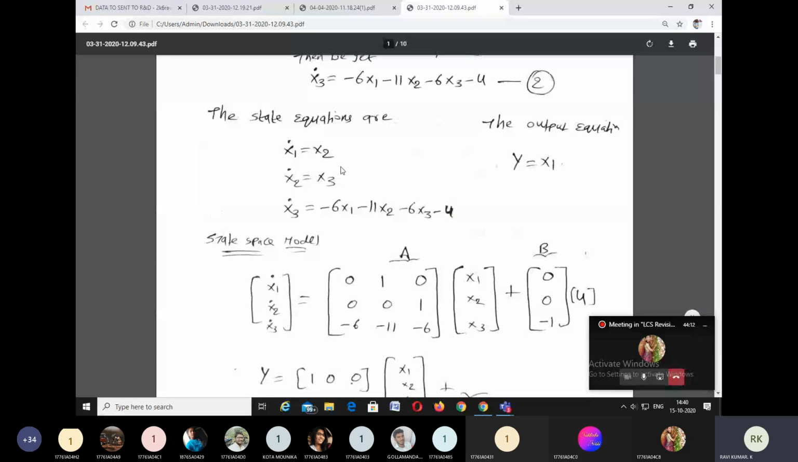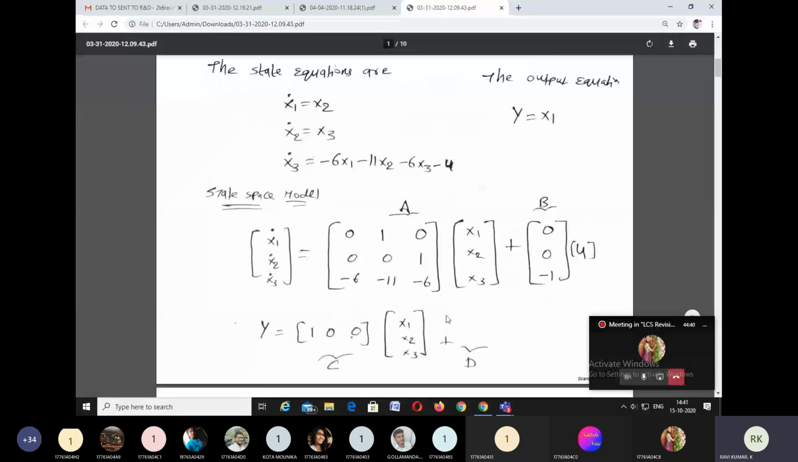Similarly, x3 dot is equal to minus 6x1, minus 11x2, so I am writing minus 11 here, minus 6x3, and minus u is there. That's why here minus 1 is in the matrix. So x3 dot is equal to minus 6x1 minus 11x2 minus 6x3 minus u. That is the state space model representation.